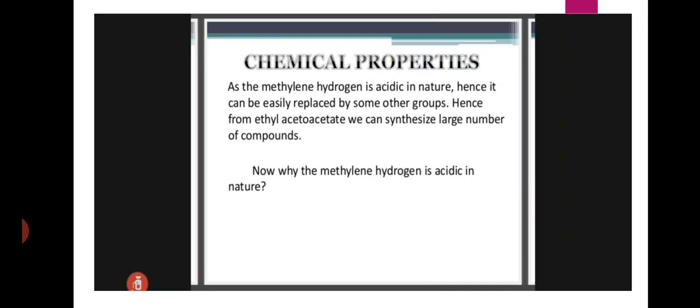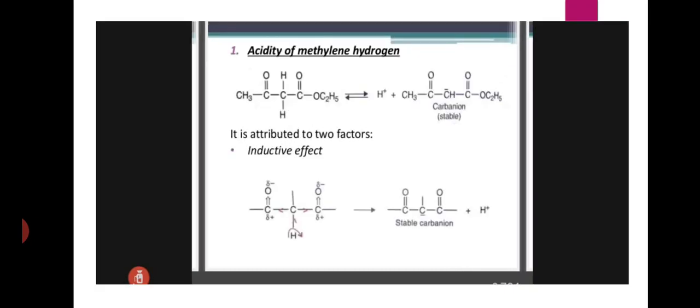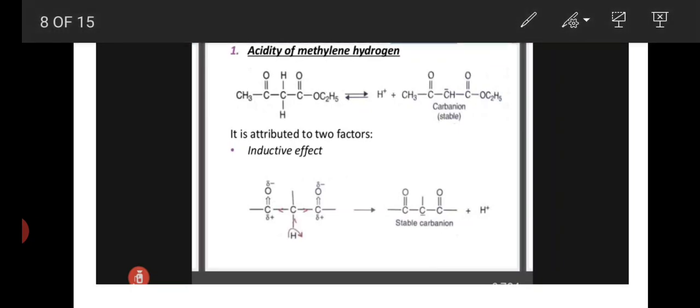Let us discuss why the methylene hydrogens are acidic in nature. First of all, acidity of methylene hydrogen. This is the structure of ethyl acetoacetate. It is attributed to two factors. Here this is the carbanion. When one of the methylene hydrogens is removed, a carbanion is formed, and this carbanion is more stable. It is attributed to two factors, and first is the inductive effect.